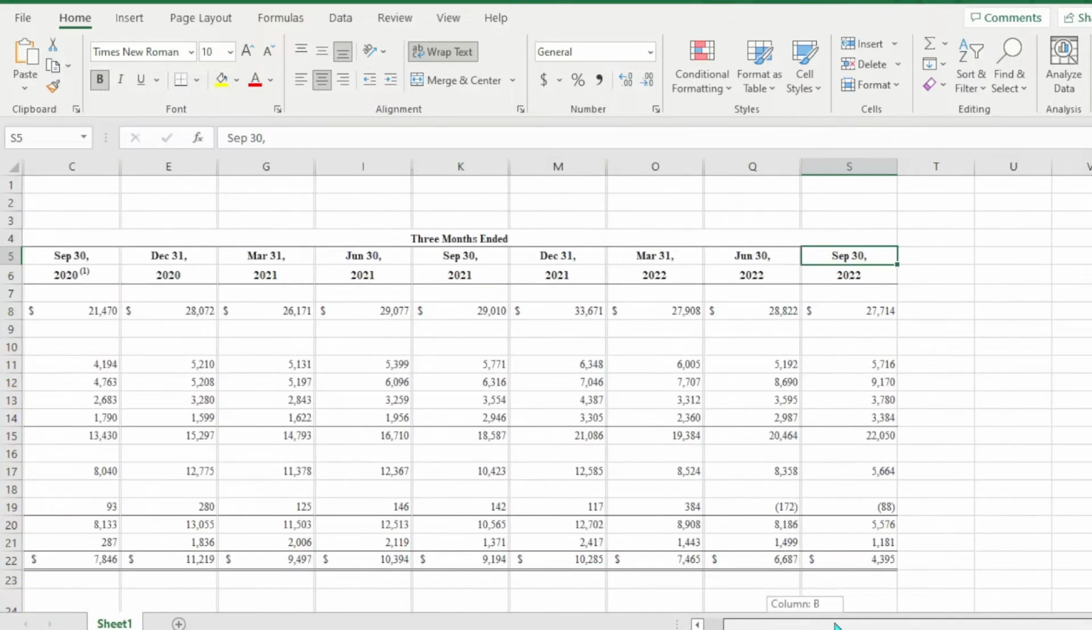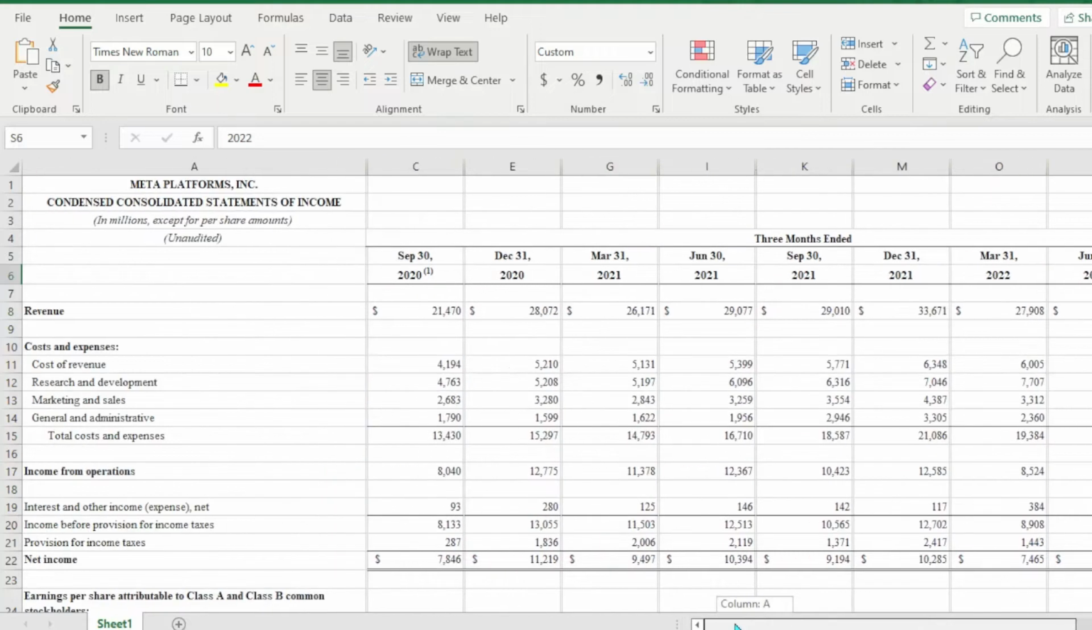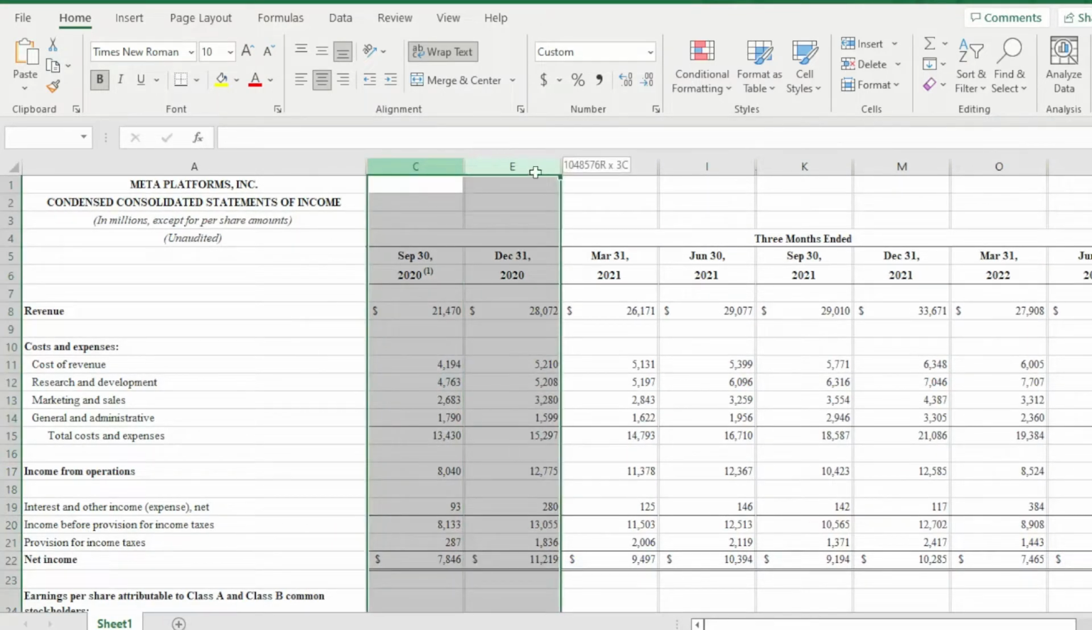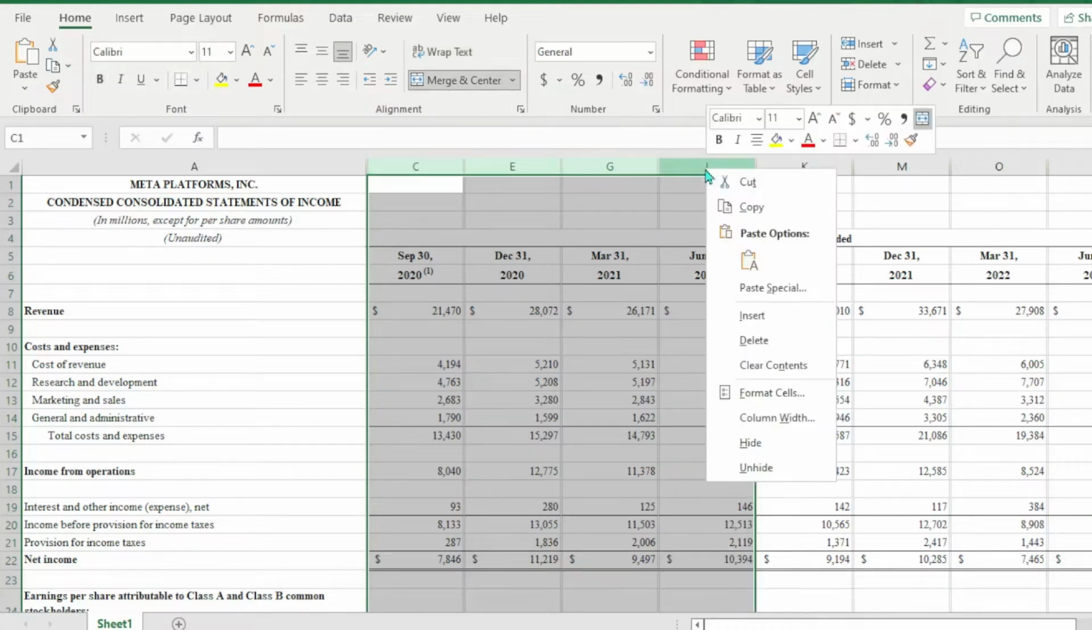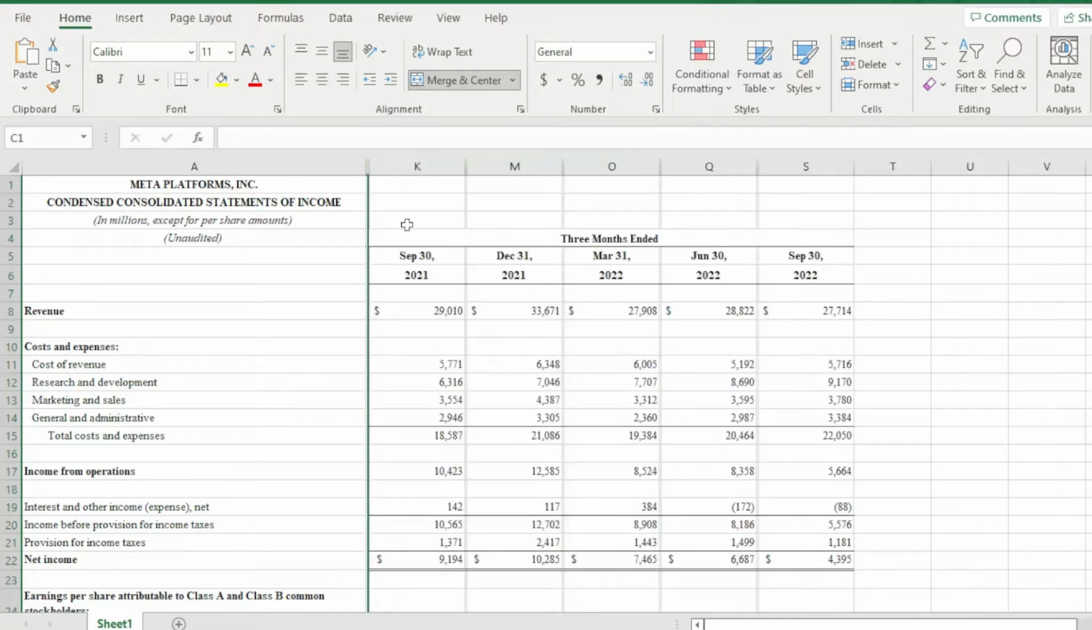So obviously, I want to compare September to September of 2021 to 2022. So let's just hide everything before that. So here's the cells that I'm going to hide. I'm going to hide column C, E, G, I, and those are the 4 I want to hide. So we're going to right click, click hide. Now this is the information that we're dealing with.